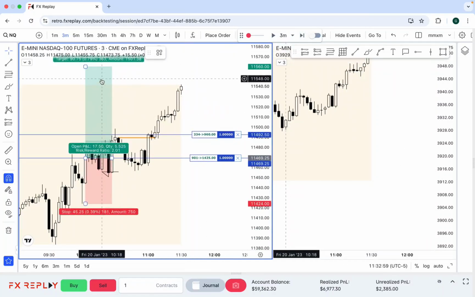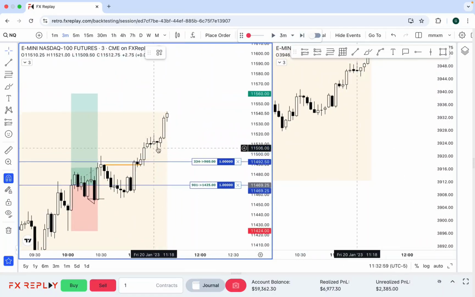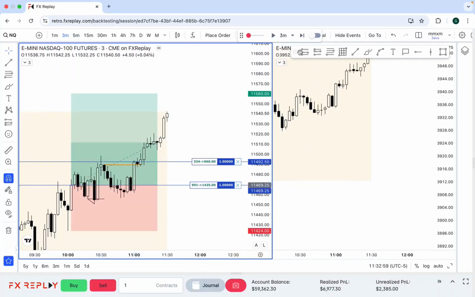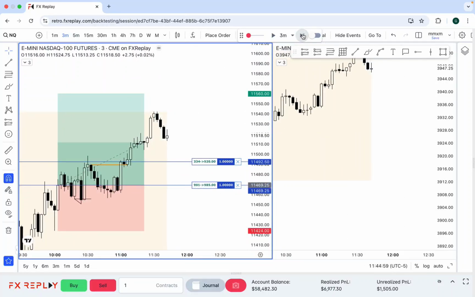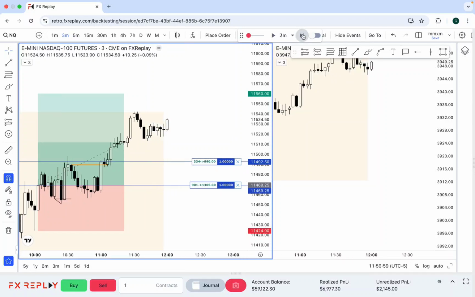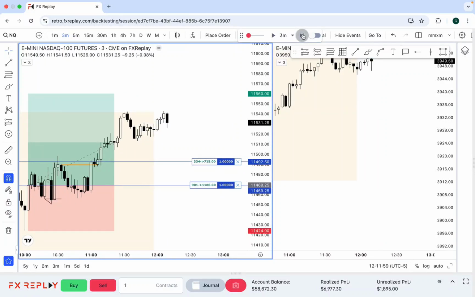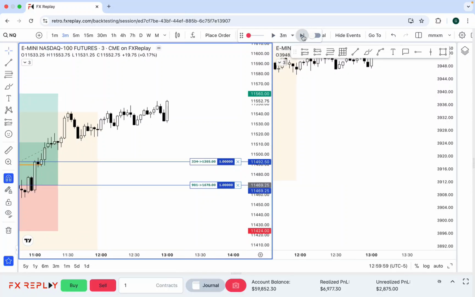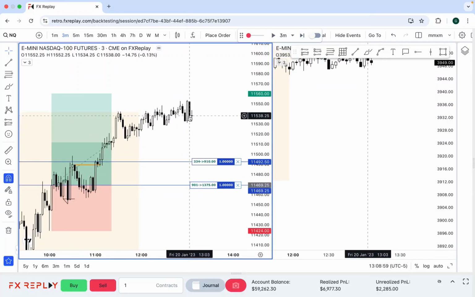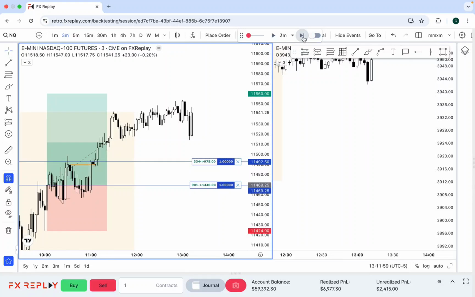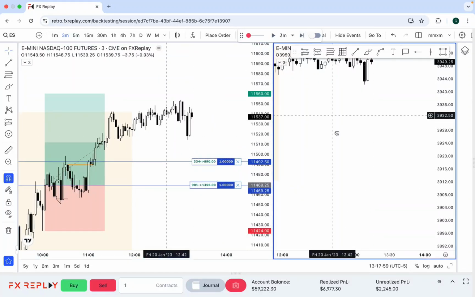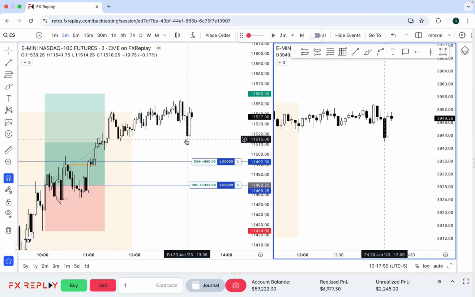Alright, and then this is what we're going to do. We're going to take off the full position here probably on this lower one. We'll leave a runner for this next one. Why not? Okay, it's getting really choppy, so alright, we're going to trail. I can't actually trail here. I'm going to trail it to this low here.